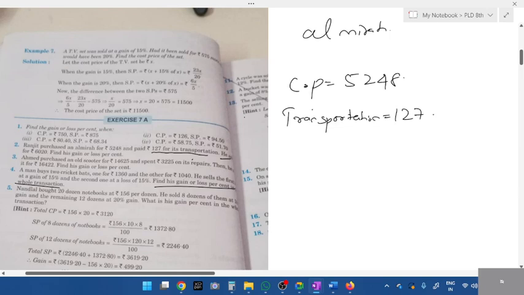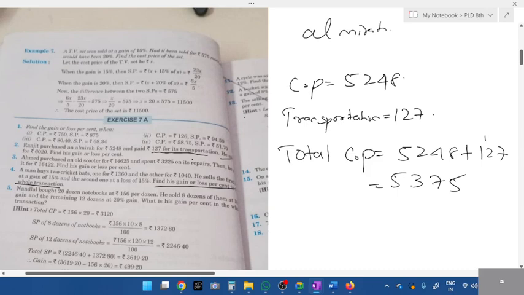So what do you do, students? Do I consider only cost price or do I need to add both? Yes. This is known as overhead expenses. So you have to add to get the total cost price. Total cost price is 5248 plus 127, so that you get 5375. And now which cost price should I consider? 5248 or 5375?